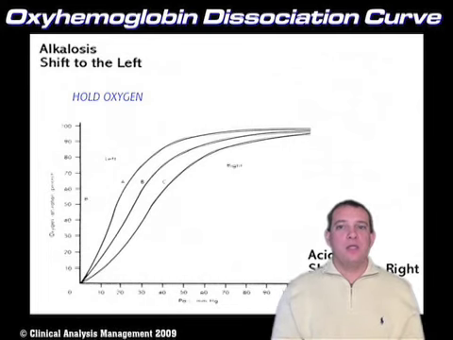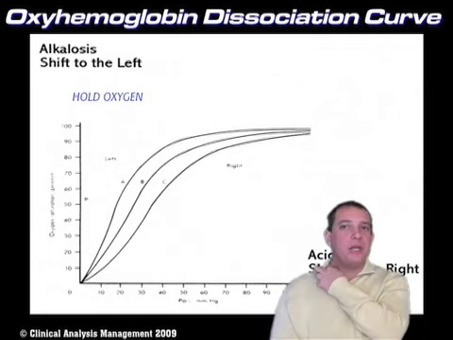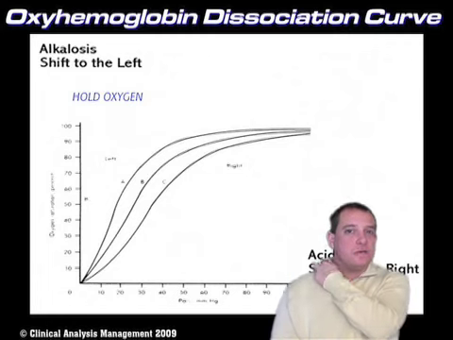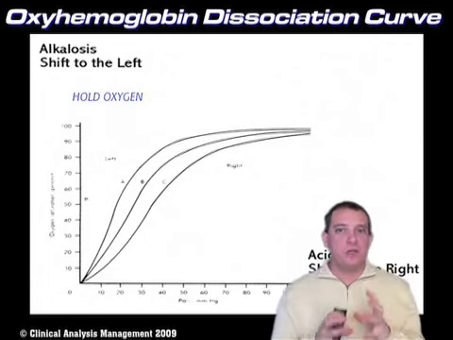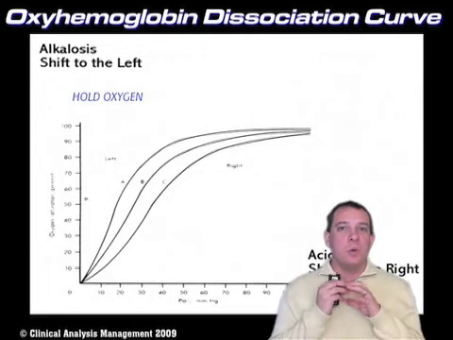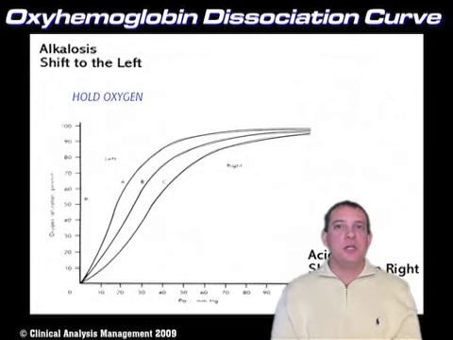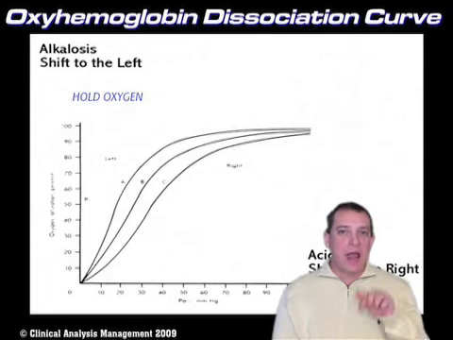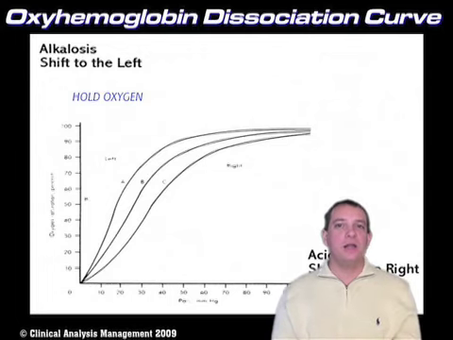So, when we talk about what would cause a shift to the left, there's several things that can cause that. The first thing to remember again about a shift to the left is that we want to hold on to oxygen. Hemoglobin specifically wants to hold on to oxygen. So while our pulse ox hasn't changed, while our SaO2 hasn't changed, the amount of oxygen in the plasma has decreased and the tissues are getting less oxygen than they need.